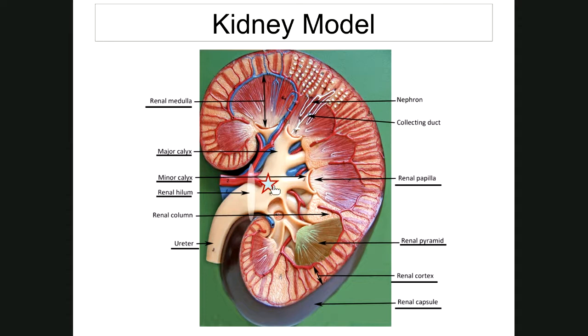You can see that here are some small little cup-like structures that are joined together to make a large one. These are called minor calyces. This is a major. The major delivers the urine to the pelvis. So here's a minor, there's a major there.